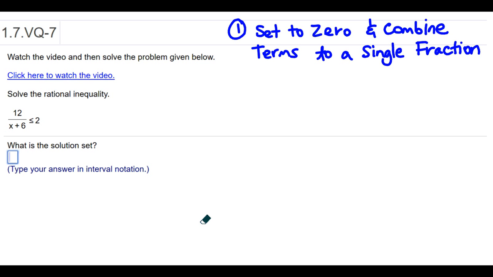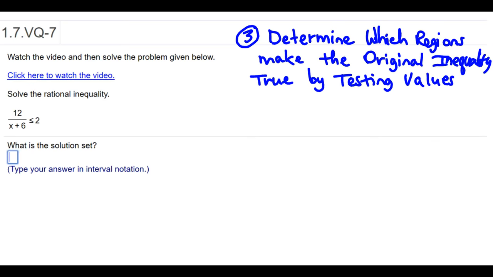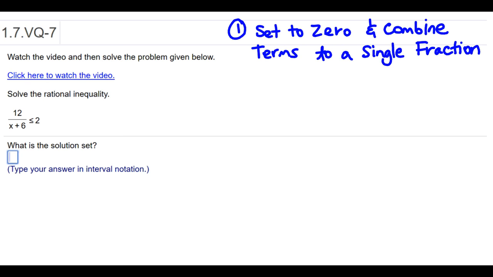All right, so that was a mouthful. Let me just repeat. One, we set it to 0 and combine to a single fraction. Then we will divide the number line into test regions by finding values of x which make the numerator and the denominator equal to 0. Those will be what we call critical values that divide up our number line into regions. Once we have those critical values, we will determine which regions make the original inequality true by testing values from each region to see how they work when you plug them in. All right, so let's get started on the first step here.